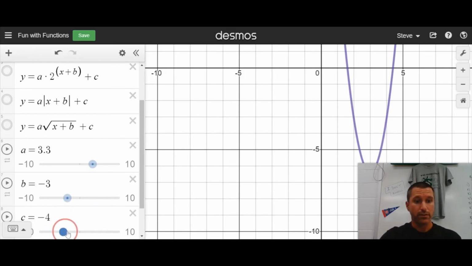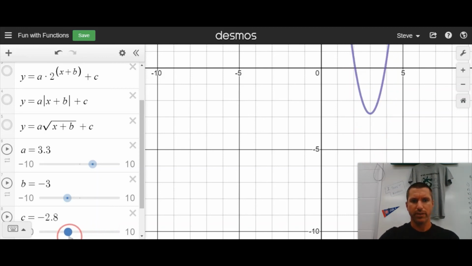So that's counterintuitive to what you think was going to happen. And then the c just raises or lowers your quadratic up and down. I don't like that there's a little bit of a delay here, so I'm trying to slowly move it. Man, that's really lagging behind what I want. But yeah, the c value is vertical movement up and down.